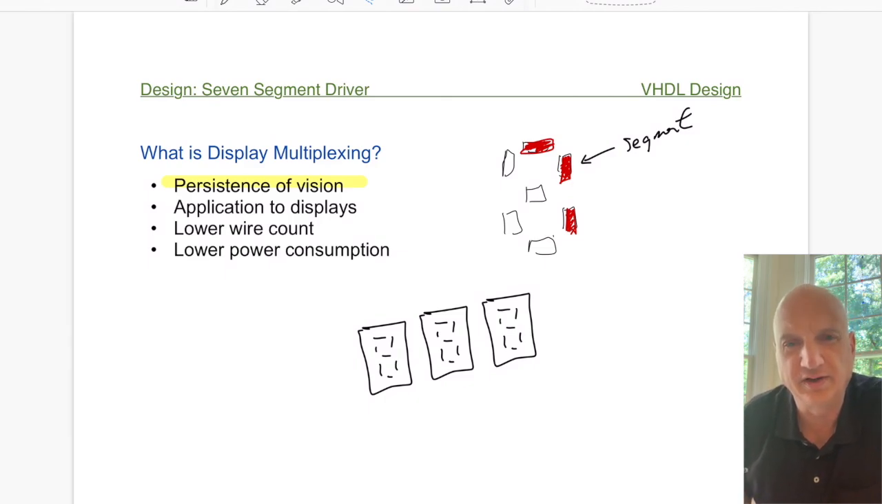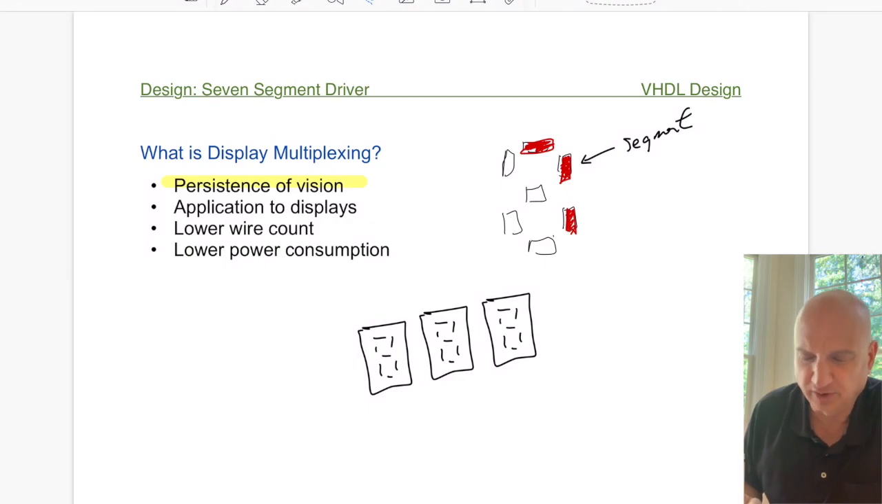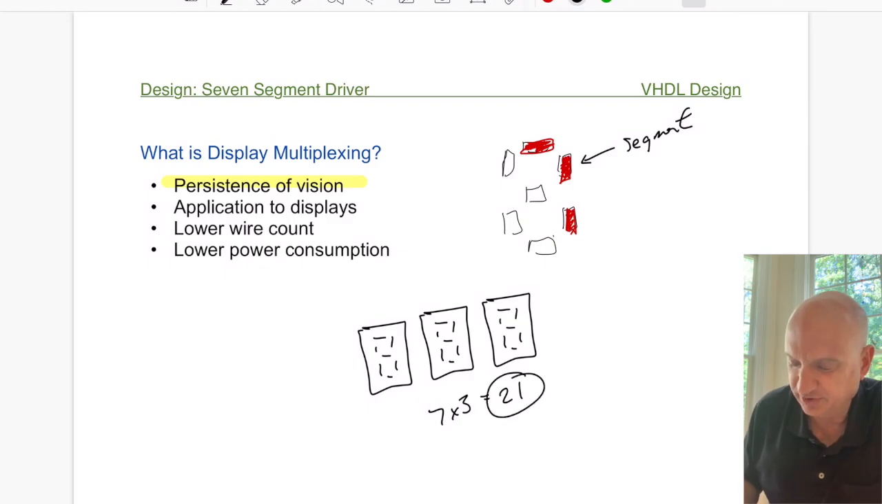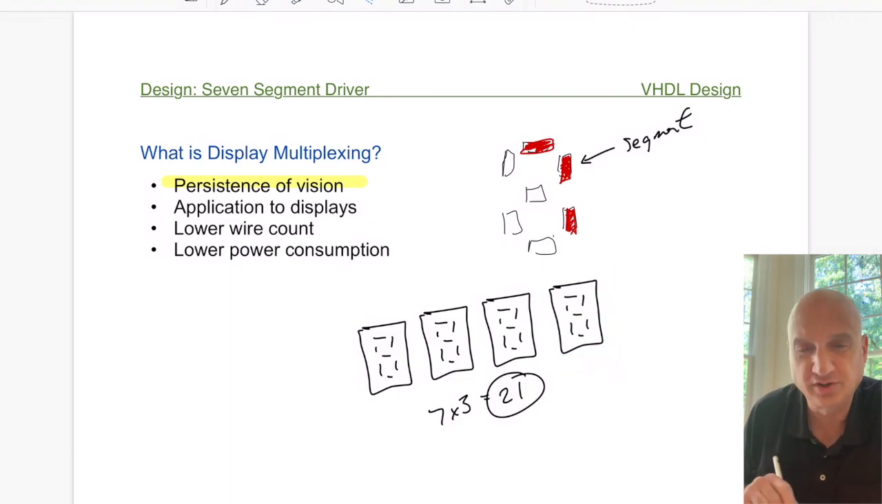Now, to do that would require an awful lot of wires for our hardware to interface. So if each one of these required seven lines, that would mean 7 times 3, 21, so that'd be 21 wires. If we had 4 displays, that would be 28. So we're starting to get into a lot of wires just to light up a few LEDs, and that seems kind of crazy.